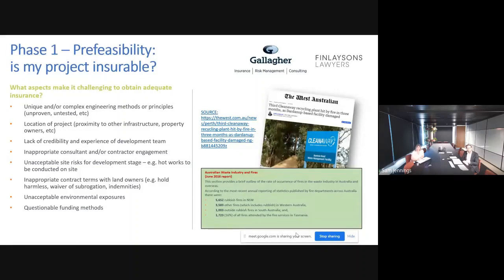Does the development team have the credibility and the experience to actually bring this project to fruition? And is there appropriate contract terms in place with landowners who obviously have to be on board with this as well? And all of these factors come into play.